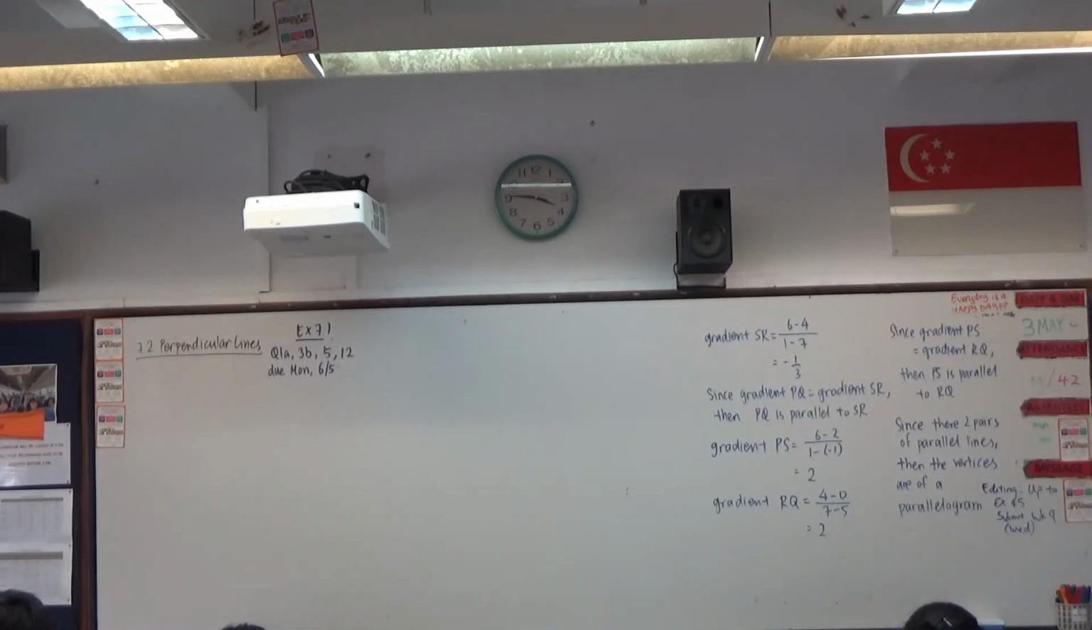We have learned that for parallel lines, your gradients must be equal. Now we're going to be looking at perpendicular lines. What kind of conclusion can we make regarding its gradient? How does the gradient behave?